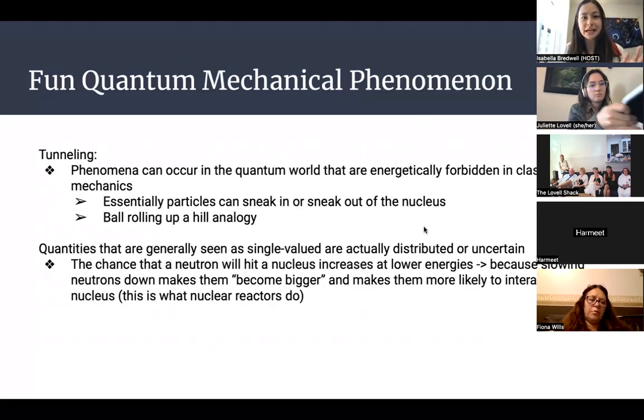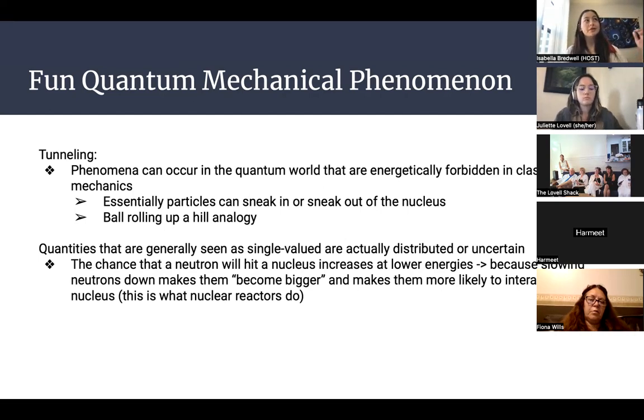Yeah, so these are just some extra fun quantum mechanical phenomena. Tunneling. Tunneling is basically where particles are sneaking into and out of the nucleus, where normally they would be energetically not allowed. An analogy I saw of this is imagine a ball with a certain amount of energy, let's say 100 joules, rolling, and it has to go over a hill. Let's say this hill has a potential energy of 90 joules or something. If this ball is coming in, it's obviously going to roll over the hill. That would be like getting out of the nucleus.